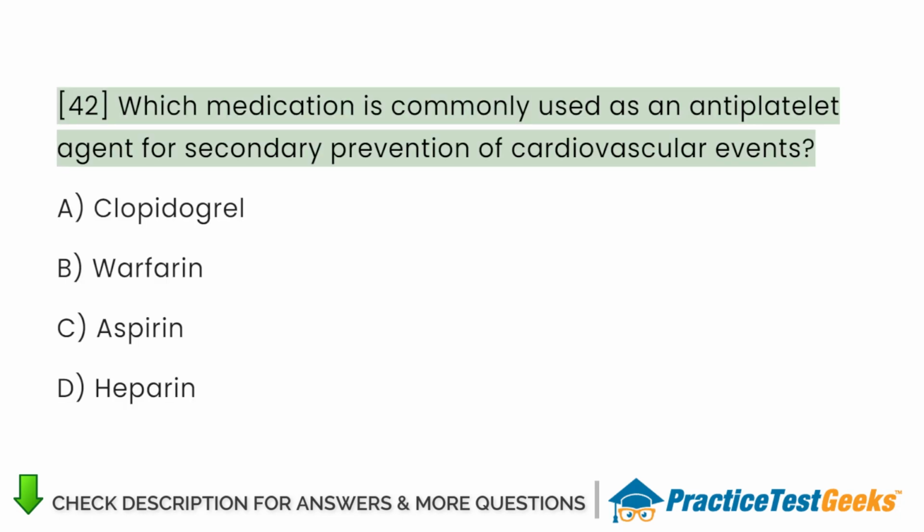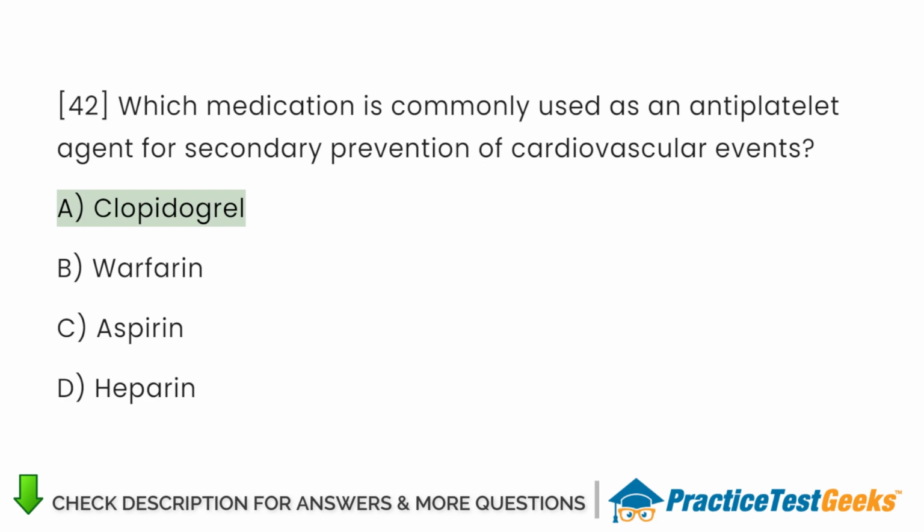Which medication is commonly used as an antiplatelet agent for secondary prevention of cardiovascular events? A. Clopidogrel. B. Warfarin. C. Aspirin. D. Heparin.